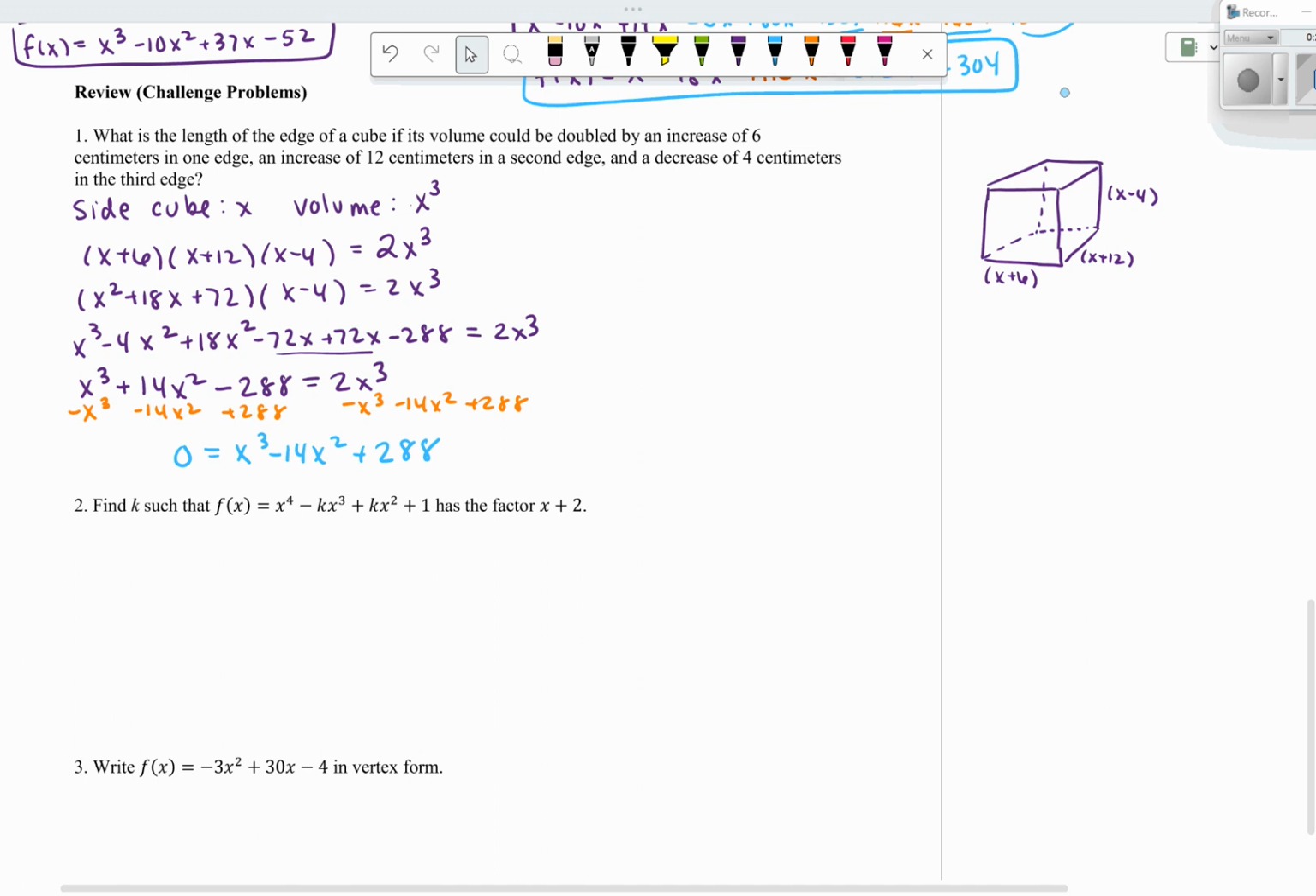So zeros are x equals -4, 6, and 12. But again, we know that we can't use a negative length. So our length could be when x is equal to 6 or 12 centimeters.